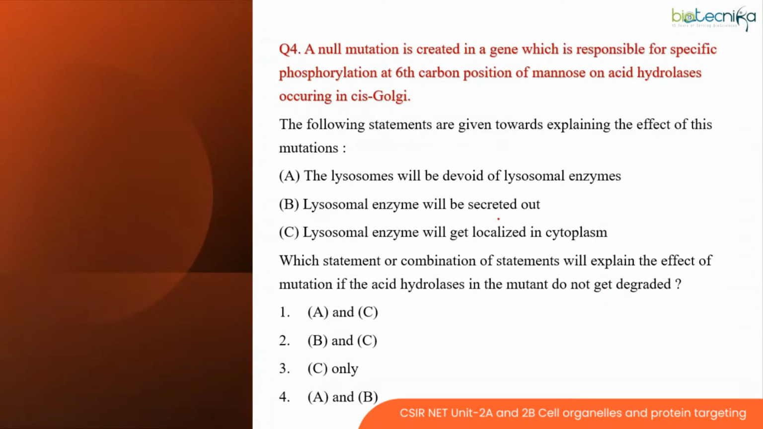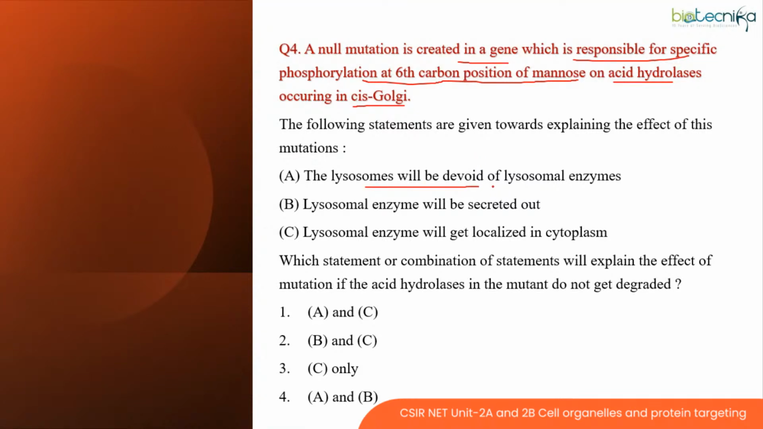Moving on to our fourth question. A null mutation is created in a gene which is responsible for specific phosphorylation at the 6th carbon position of mannose on acid hydrolases, which occurs in the cis Golgi compartment. So here are some statements given below to explain the effect of the mutation.